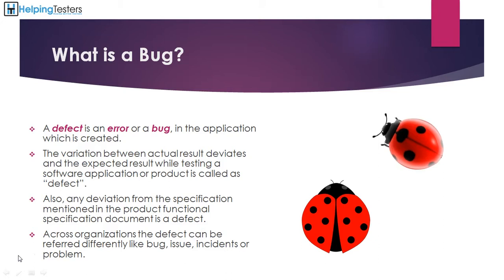The next one is deviation from the requirement document. If the requirement document has a set of requirements and those requirements are not met, then that is also a defect. You could ask me a question. I write test cases from the requirement document. If the test case results are met, then the requirement is also met. Then why do I need to check the requirement again? This is a very valid question.